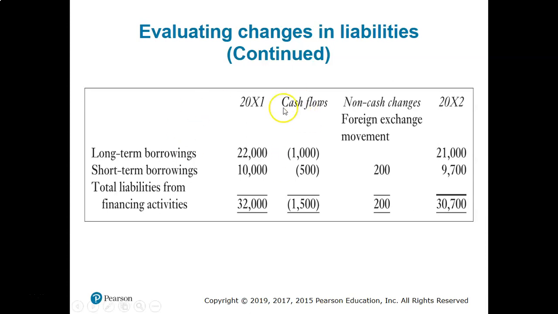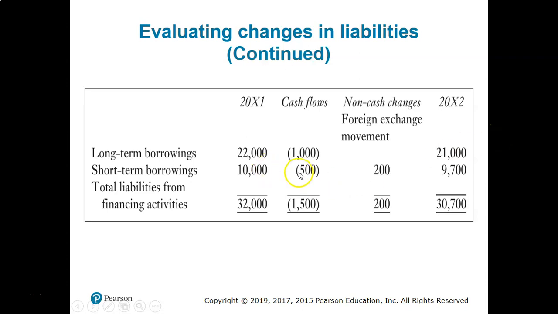And as you can see, this is say 2011 and this is 2012. So what are the changes made between the years? The long-term borrowings, how can you show it? So in 2011, it was 22,000, and cash flows, that means negative cash flows, that means you paid. And if you paid your borrowings, that means your borrowings decrease. And then obviously the ending balance should be 21,000. It was 22,000. If you paid 1,000, that means you still have long-term borrowings of 21,000.